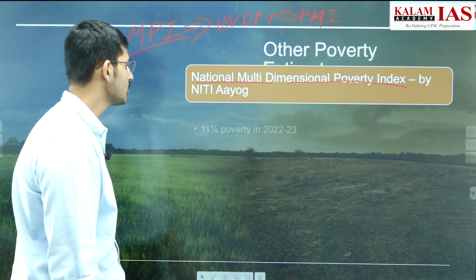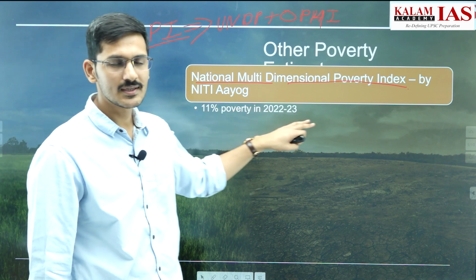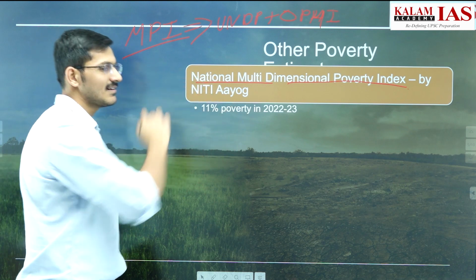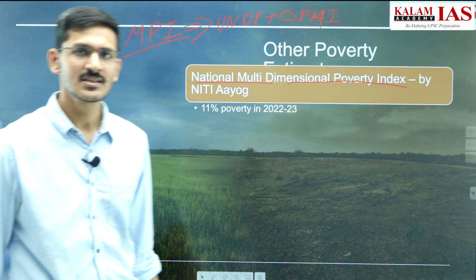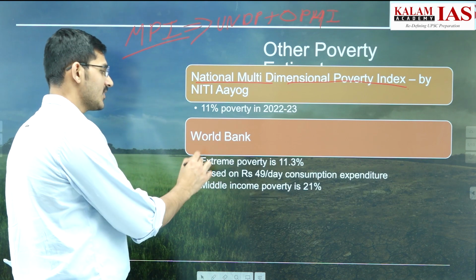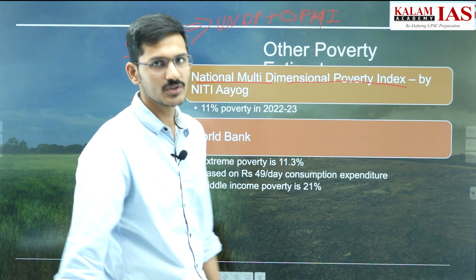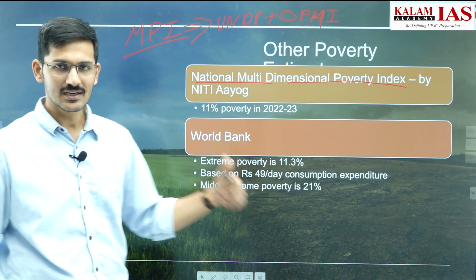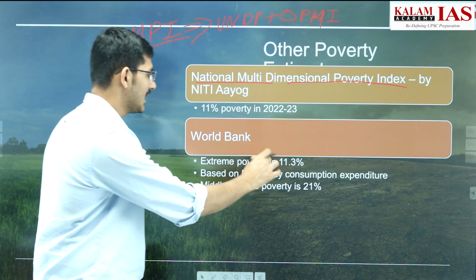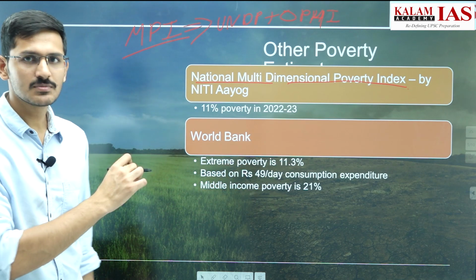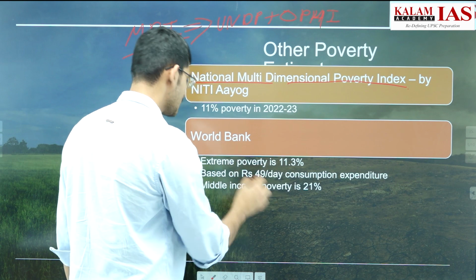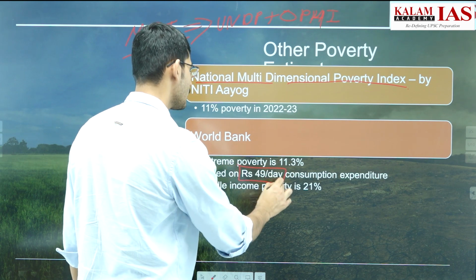And Niti Aayog claimed in 22-23 that the poverty rate in India is 11%. Similarly, the World Bank also estimated that extreme poverty in India is 11.3%. That is also in 22-23, the last financial year. That extreme poverty in India is 11.3% is based on consumption of rupees 49 per day.